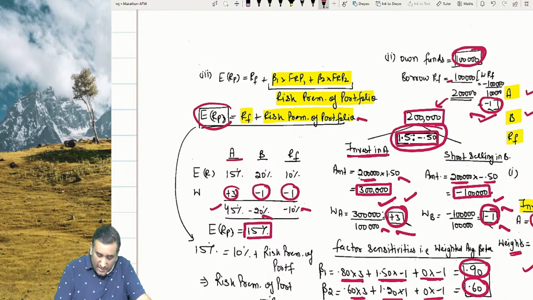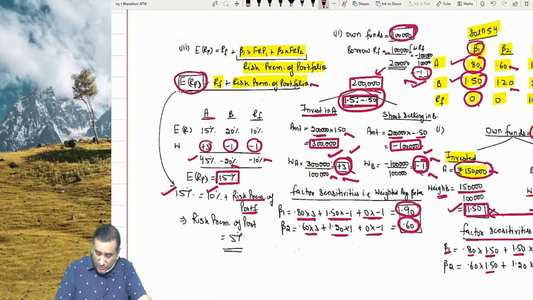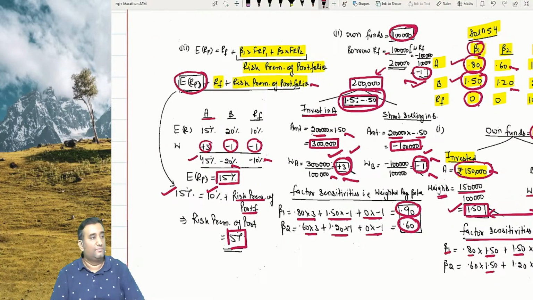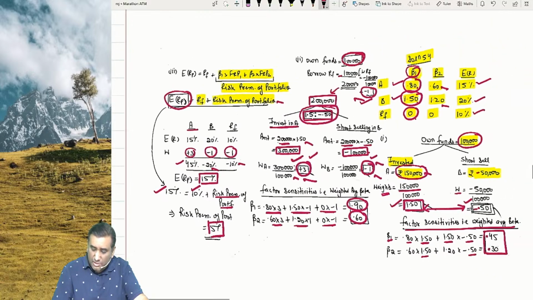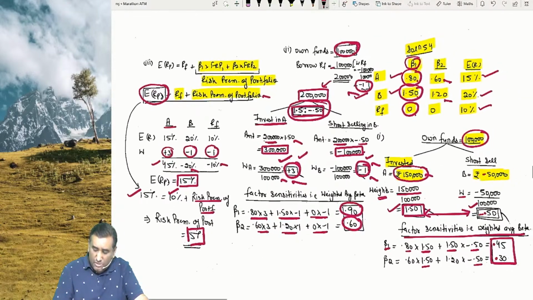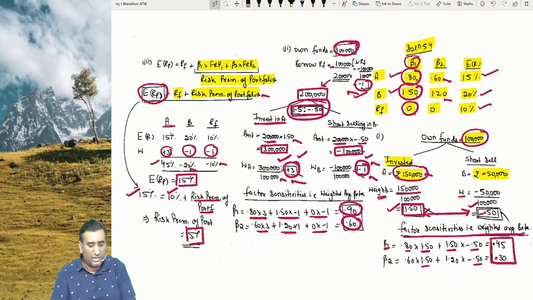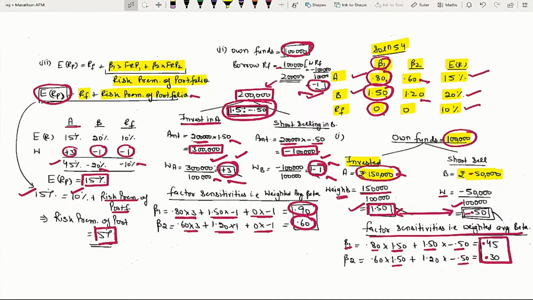So if I know this is my expected return of the portfolio, 15, and risk free is how much? 10. I can find the risk premium. My risk premium of the portfolio would be, quickly check it out please. Short selling generally is used in research work, otherwise short selling practically is not allowed. Cannot do short selling. This portfolio was created in such a way that he was doing short selling, and using those short selling receipts he was investing in the market. Quickly check it out.